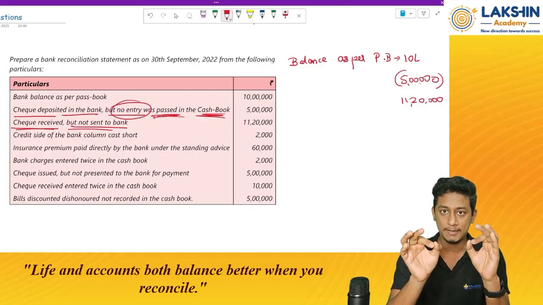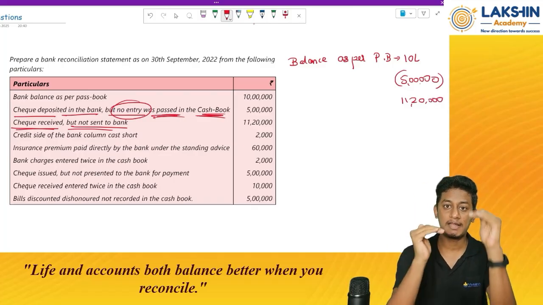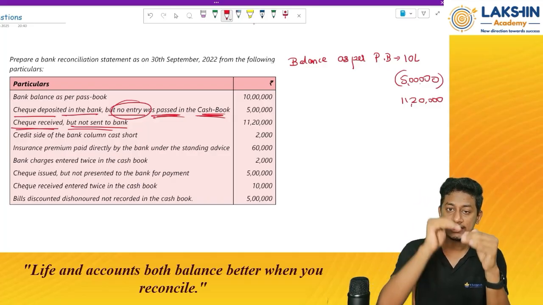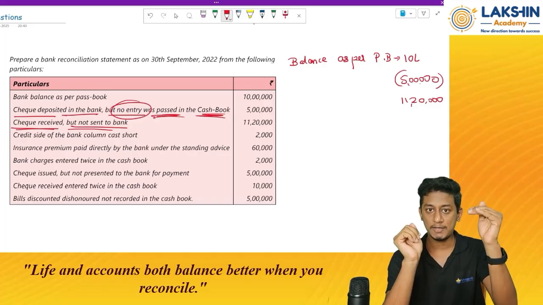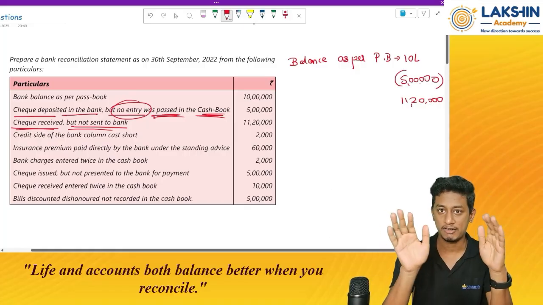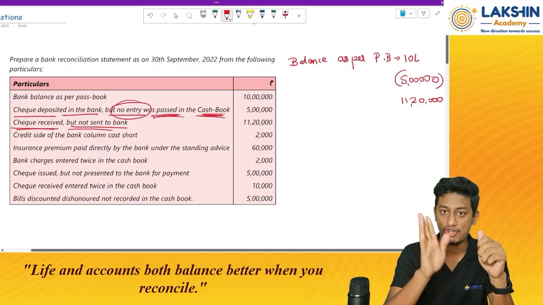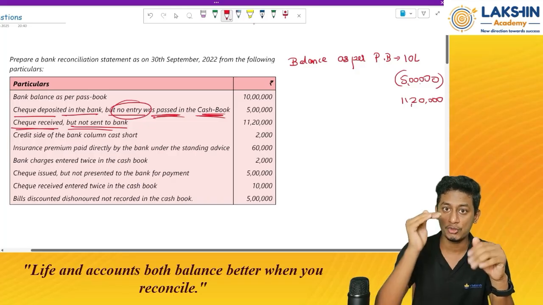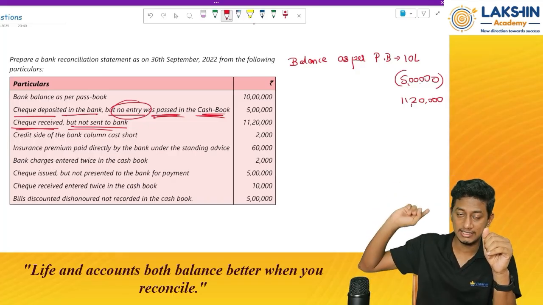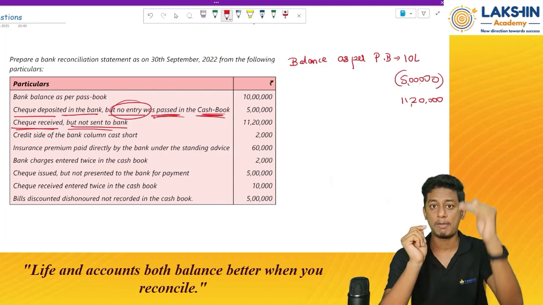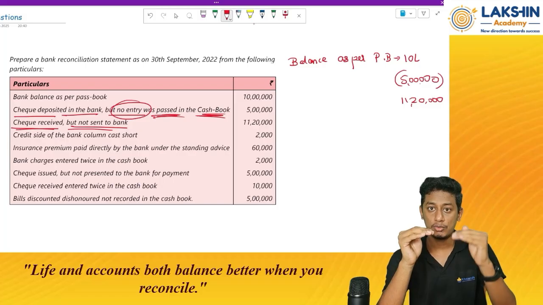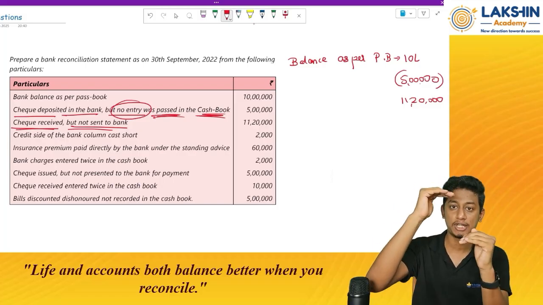See, in simple steps, see which balance is more, which balance is less. Once you figure that out, see which one can be moved. Either the cash book can be moved or the passbook can be moved, but both cannot be moved at once. So look at the question where you're starting from. If you're starting from the cash book, you can only move the cash book. But if you're starting from the passbook balance, like in this case, you can only move your passbook balance to add or less. Clear?